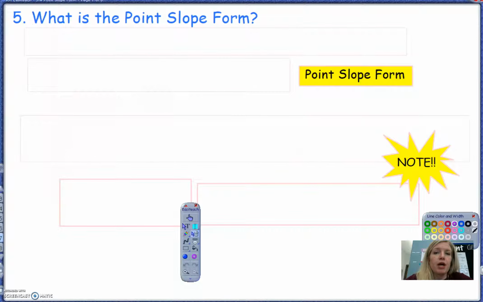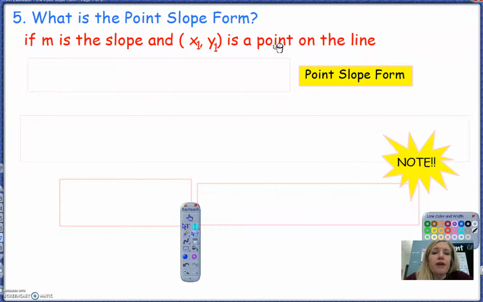Okay. Point slope form. So this is just another way that we can write an equation. It's actually very beneficial. A lot of times we just have one ordered pair and we have the slope, and we can use this form to write our equation. So if m is the slope and we have an ordered pair, the first x and the first y is a point on our line, we could use this formula.